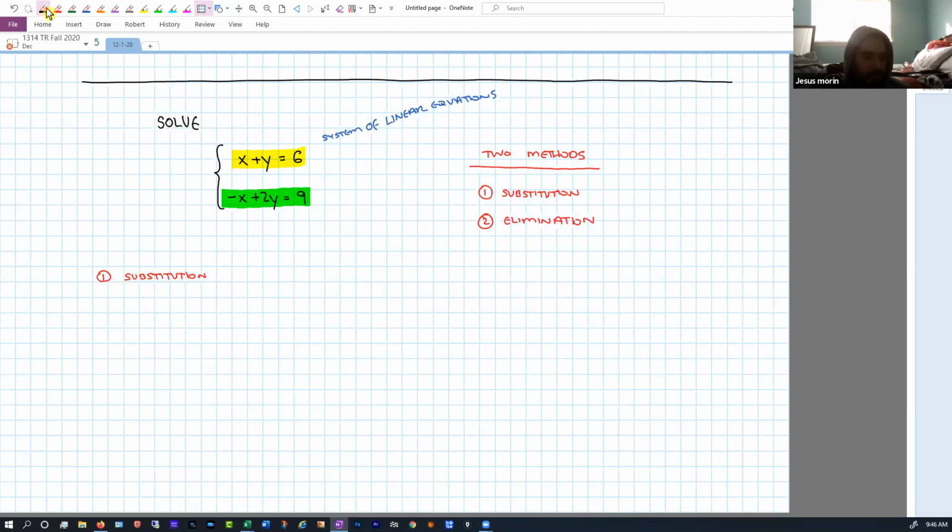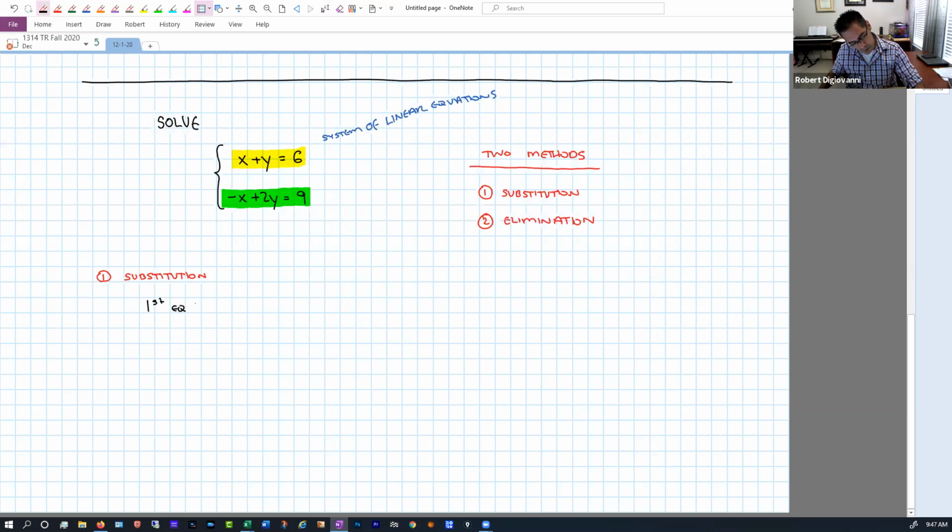Yellow. The yellow one, right? Because it already has y. This one has a 2y, so if I try and solve for y here, I'm going to have to divide by 2 at some point. I don't feel like dividing by 2. Here, I just move the x to the other side, okay? So I'm going to take the first equation, and I'm going to solve it for y.